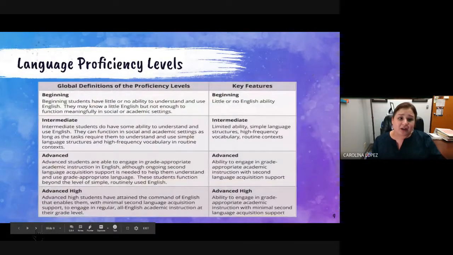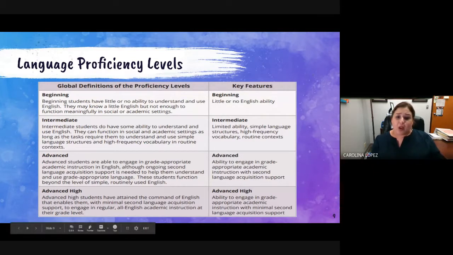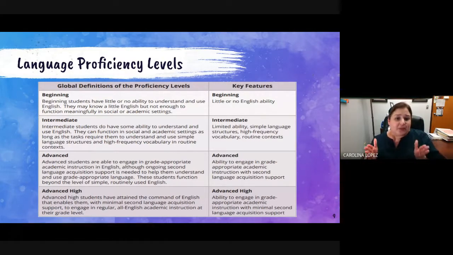But if we move on to the next slide, that really just highlights these global definitions of what it means to be a beginner, what it means to be at the intermediate level, what it means to be at the advanced and the advanced high level. We can spend time reading these definitions, but the key features are listed on the right-hand side for us, where we know beginning is the key word. It's little to no English ability, so it may be little to no English ability to understand spoken language, you know, for listening.